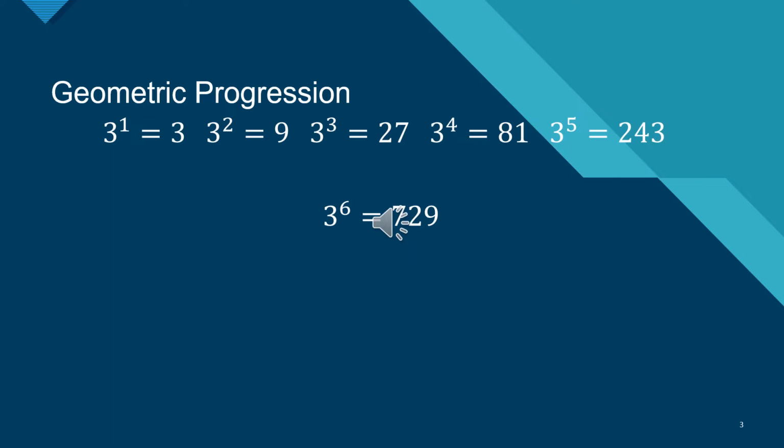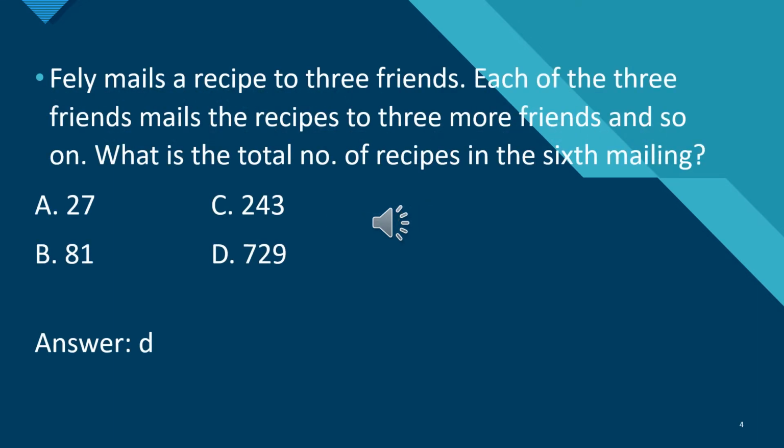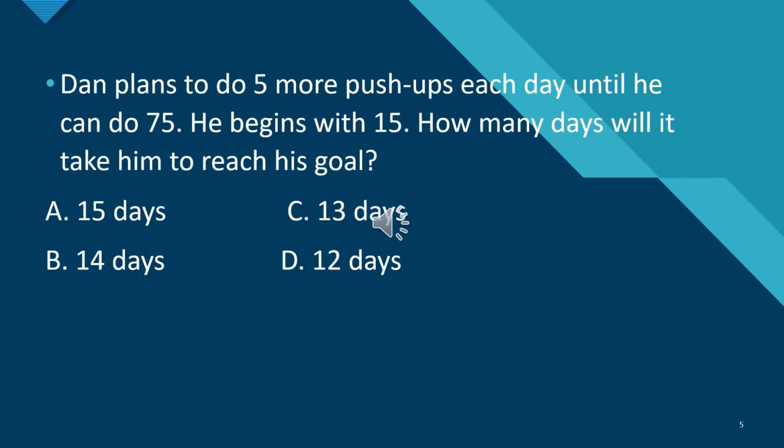The problem is asking us what is the total number of recipes on the sixth mailing. And using geometric progression, the rule that we just found out is that it is the first term raised to the power of the nth term, the term that we are looking for. In this case, 3 to the power of 6, which gives us 729. Hence, the correct answer for this problem is letter D, 729.